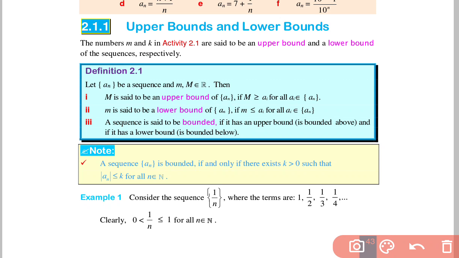If the capital M is greater than or equal to A sub I for all A sub I elements of the A sub n sequence.